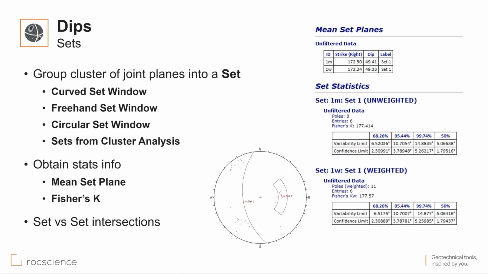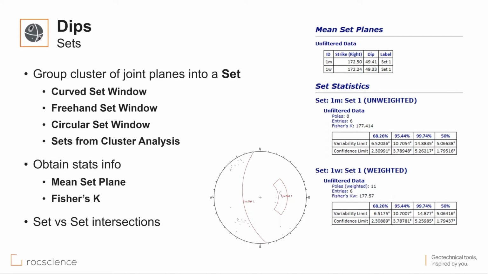Sets are a useful way to group clusters of poles. There are several different options in DIPS to draw your set window: curved, freehand, circular, and sets from cluster analysis. After we finish defining our sets, we can obtain valuable stats info, such as the mean orientation and Fisher's K, which are automatically computed by DIPS.